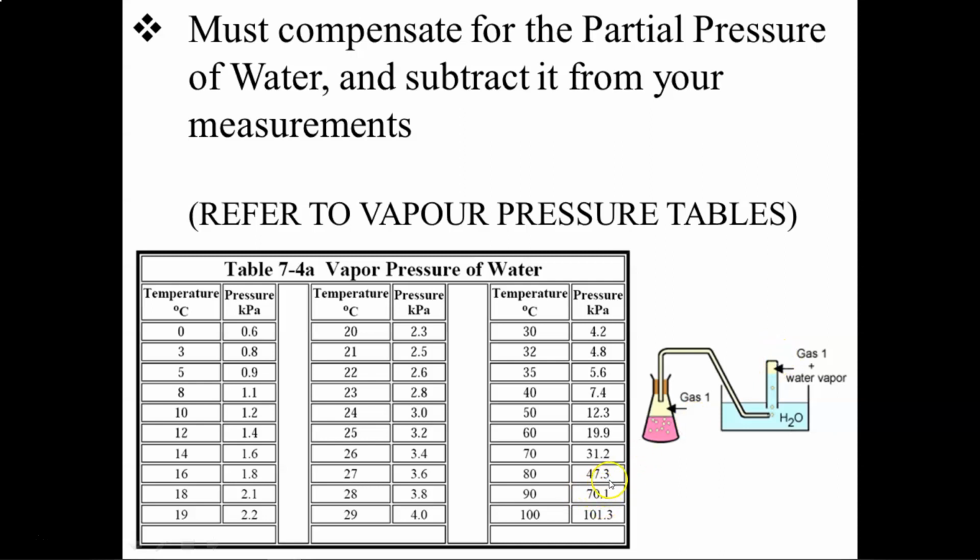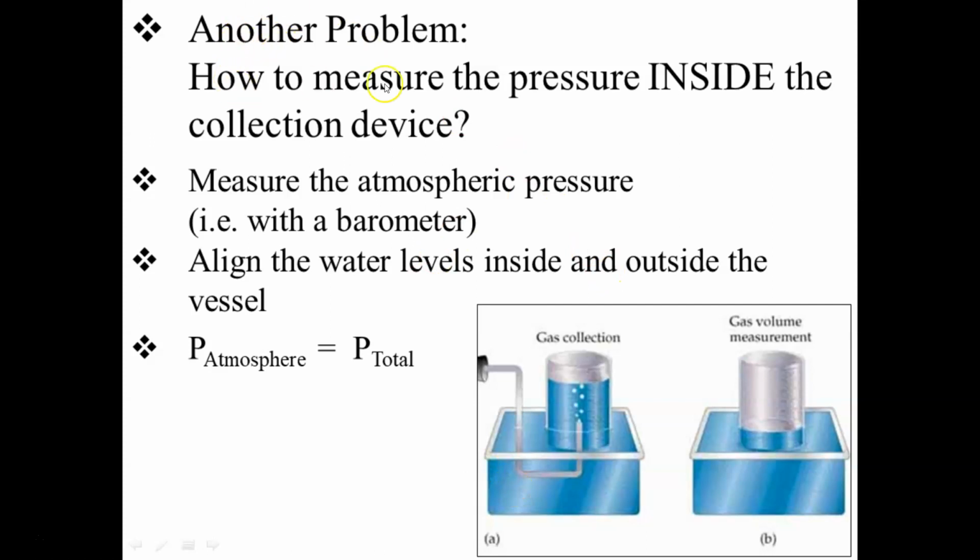Now another problem we might encounter is, how do you measure the pressure inside the grad cylinder? I mean, the space inside here is very, very small, so how do you actually put a device, a barometer, in there? The answer is you don't. Think about it this way. The air pressure outside of the collection device pushes on the water in the bucket.